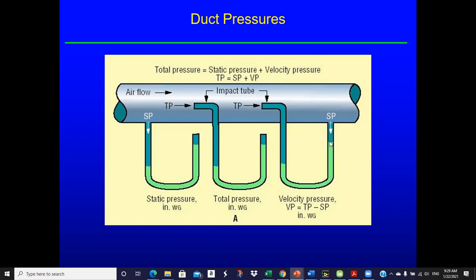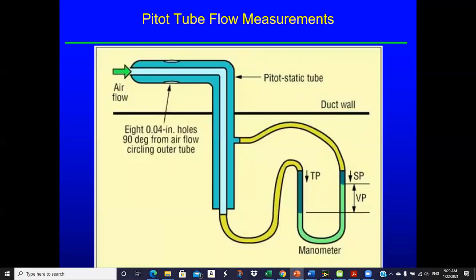And so the difference in elevation from this meniscus to this meniscus directly measures velocity pressure, which then I can easily calculate velocity at that point in the duct. Okay, so that may be a little more fundamentals than you wanted, but what the heck, you got it anyway. So a Pitot tube is a standard device for measuring airflow in ducts.